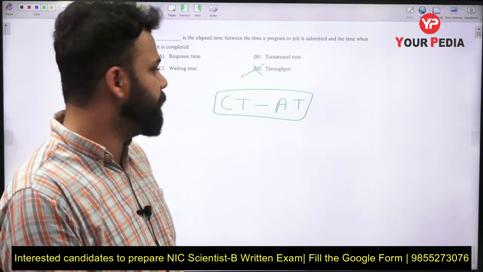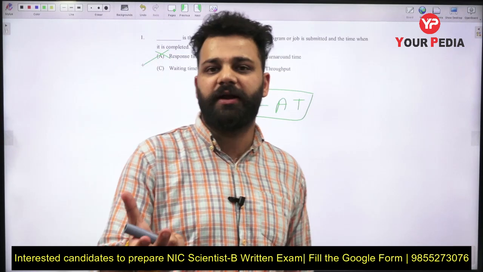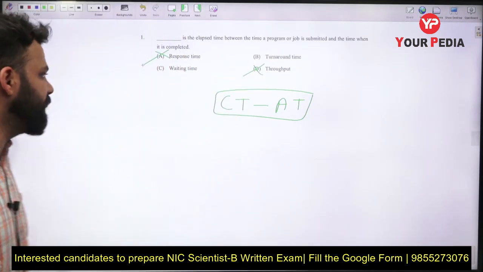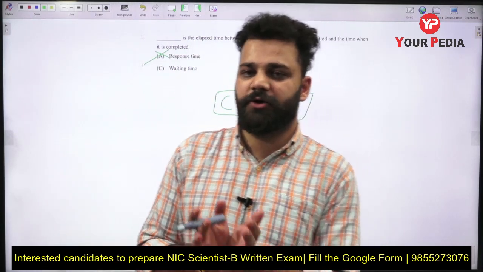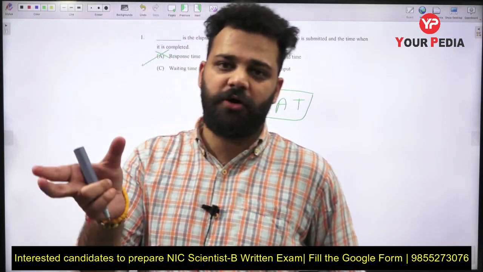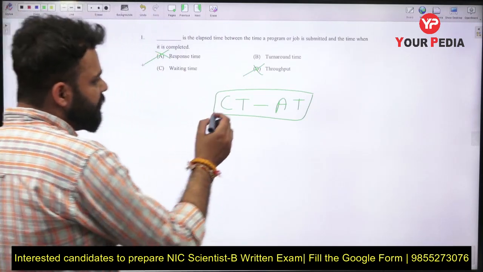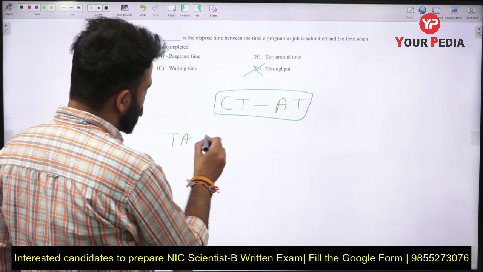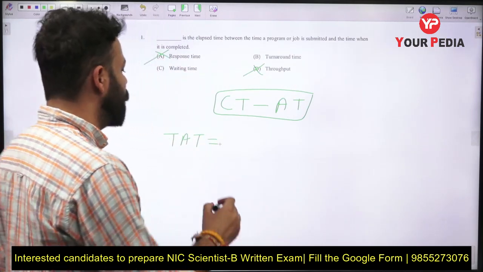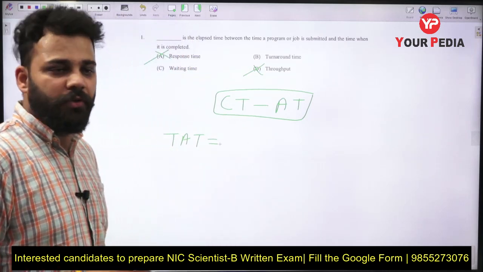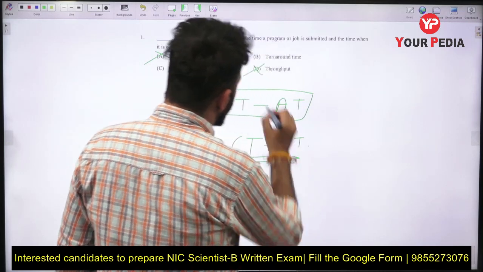Now first option is response time, which is the first time that the process will get a response or will start the execution. Now next is waiting time. So waiting time is the total time for which the job was waiting inside the CPU but not executing. Now turnaround time is the time for which the job was present in the CPU. So it is completion time minus arrival time. So the correct option will be option B.